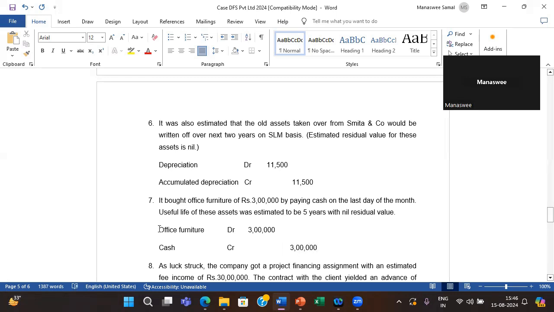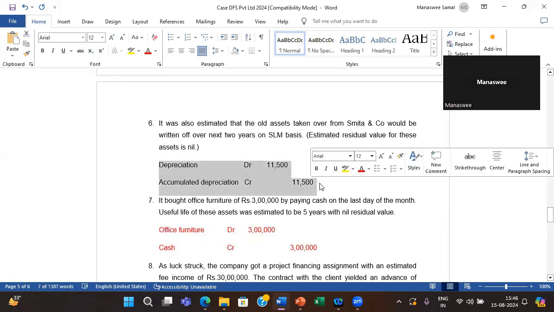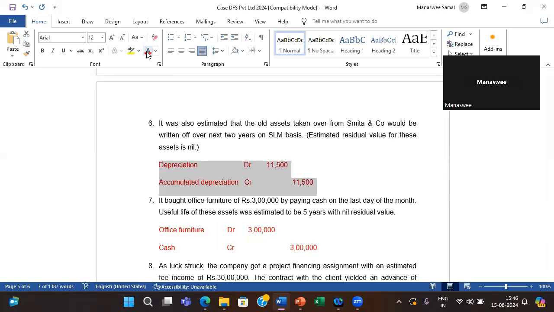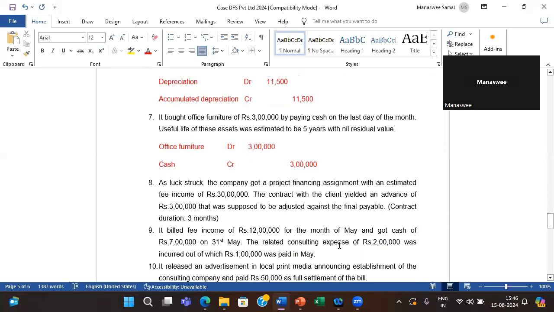Done. So this is the journal entry I have made for capturing this transaction in the books of accounts. I'm repeating these kind of obvious sentences for the sake of non-commerce students. As luck struck, the company got a project financing assignment with an estimated fee income of 30 lakhs.